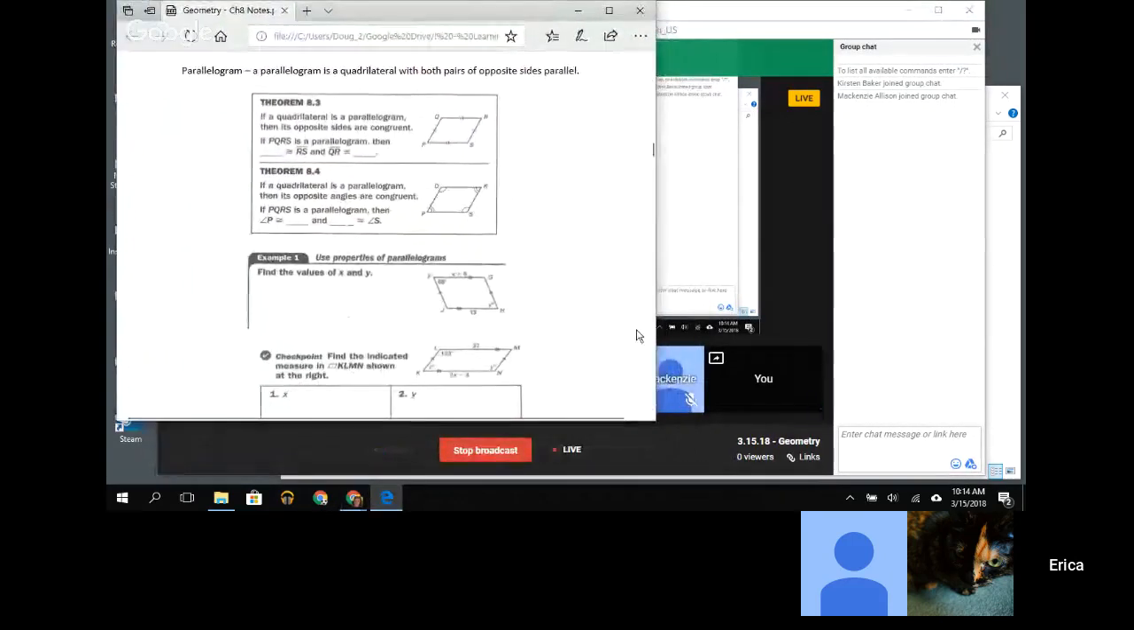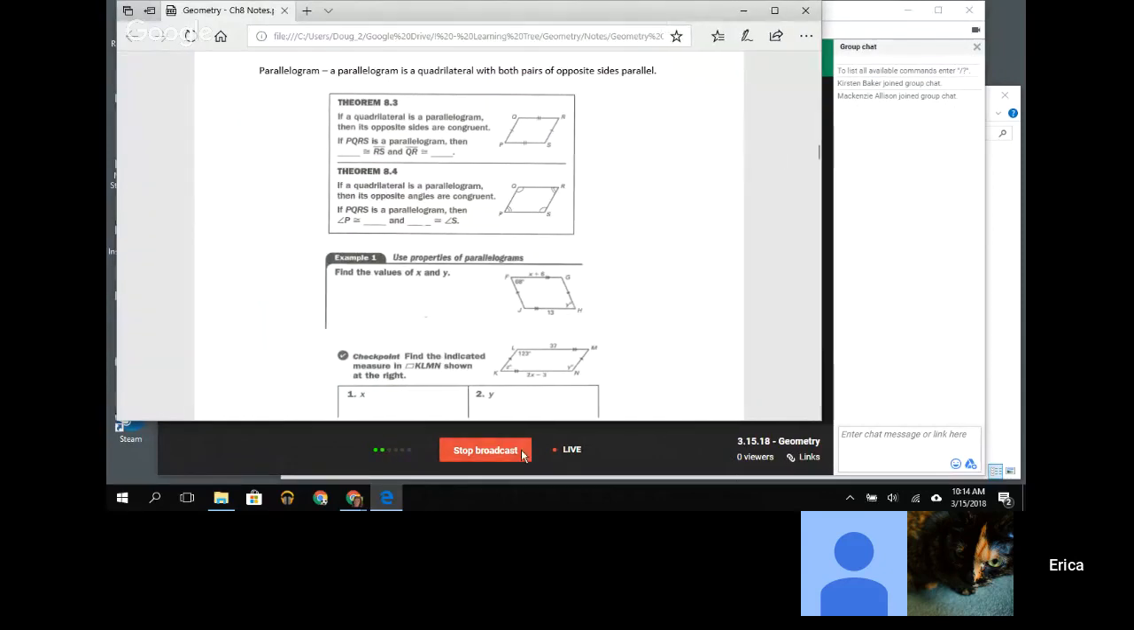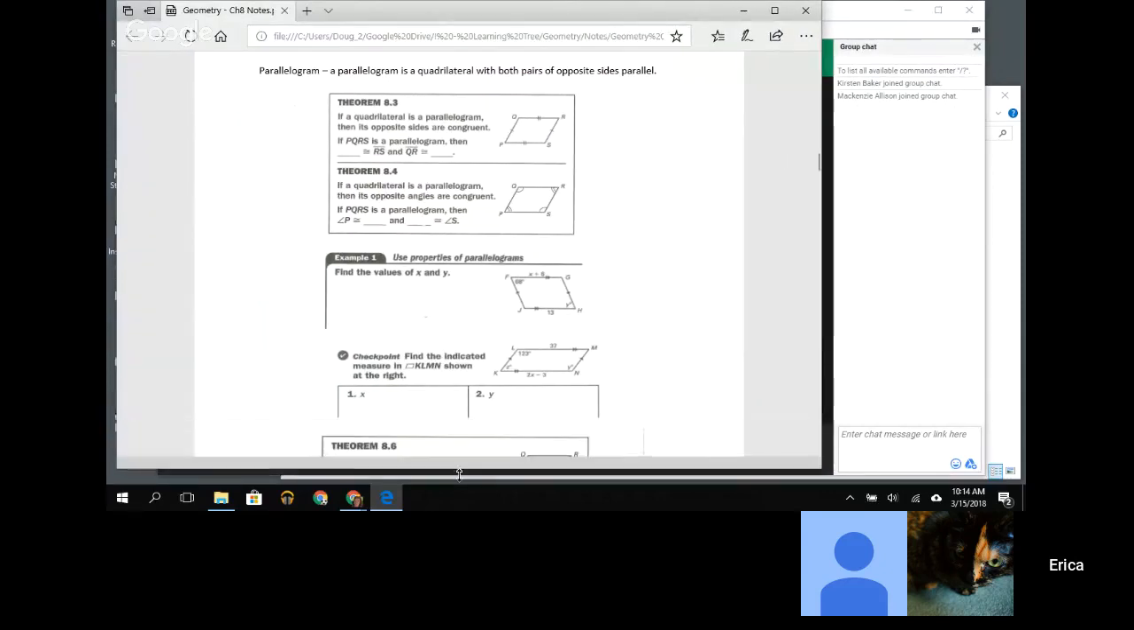Here we go. So we have some examples of parallelograms here on the top of our screen, right? There's actually three theorems that have to do with parallelograms, and I think they make a lot of sense. If a quadrilateral is a parallelogram, then its opposite sides are congruent. So these two sides are opposite each other, they're congruent. These two sides are opposite each other, and they are also congruent.